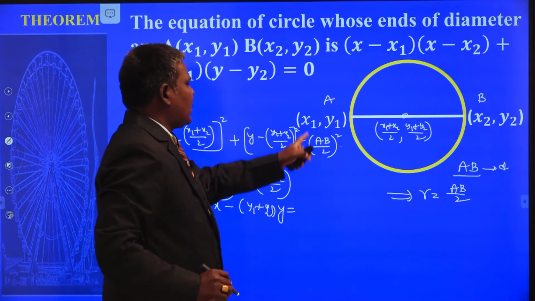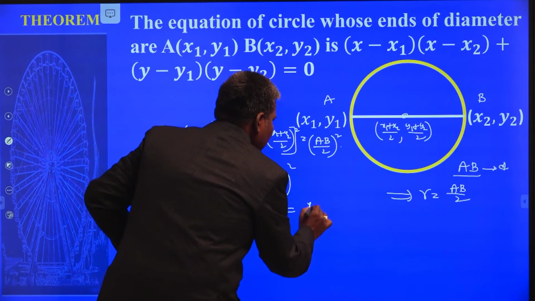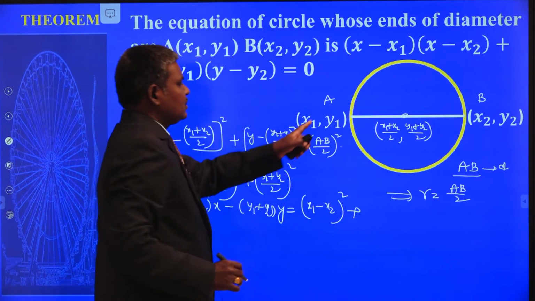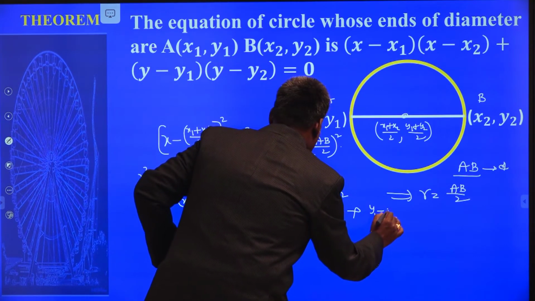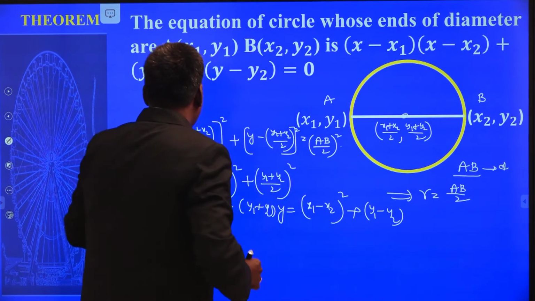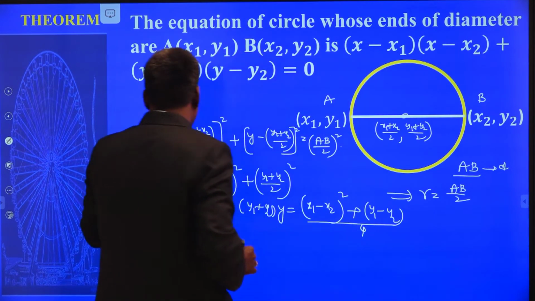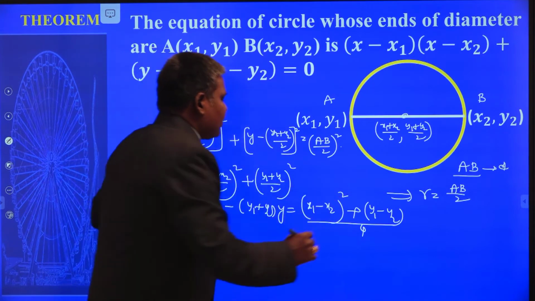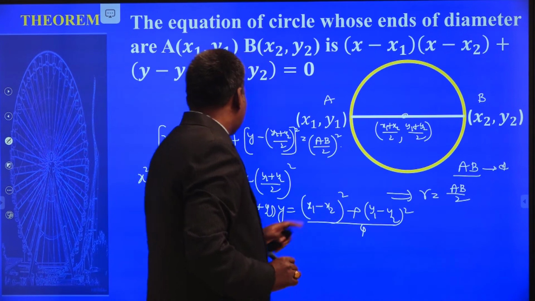What is AB²? Distance from A to B whole square. That means (x1 - x2)² + (y1 - y2)², all by 4. Here (x1 - x2)² + (y1 - y2)² means AB², and by 2 square means 4.